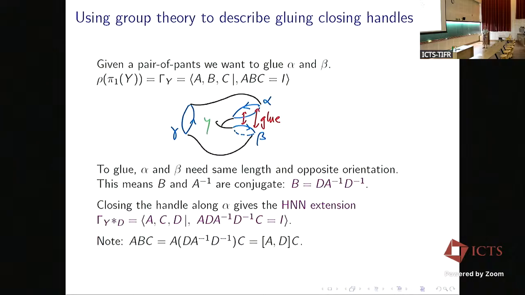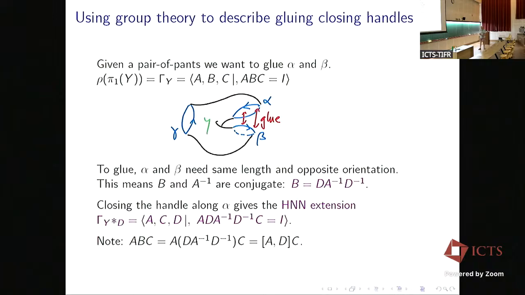And so I actually need to keep the conjugating map in, so I'm going to call that conjugating map D, because that's the next letter in my alphabet, A, B, and C. And so closing the handle gives me an HNN extension. So what does that mean? It means that I take my group generated by A, B, and C, and I join a new element called D, and that element D must satisfy the relation that B is D A inverse D inverse.